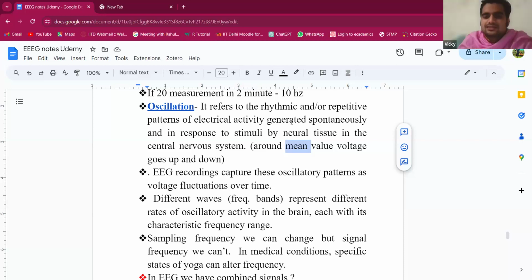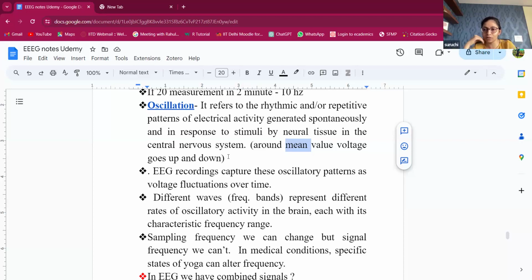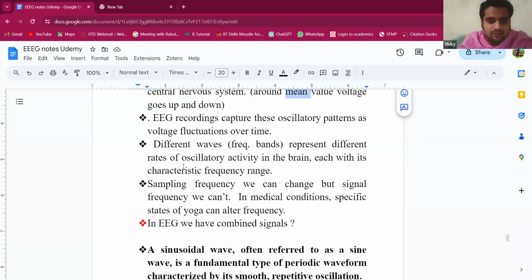So there is some mean value or central value, right? That's voltage. What we call oscillation goes up, above, and below a certain central value. So EEG recording captures this oscillatory pattern as voltage fluctuations over time. That's what we measure. Different waves, we call them frequency bands, represent different rates of oscillatory activities in the brain, each with its characteristic frequency range. So sampling frequency we can change, but signal frequency we can't.